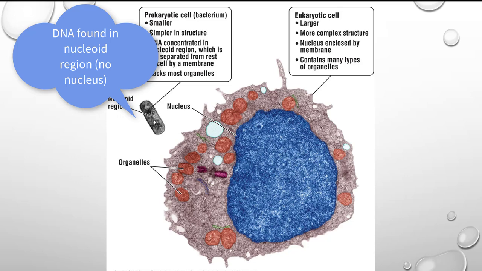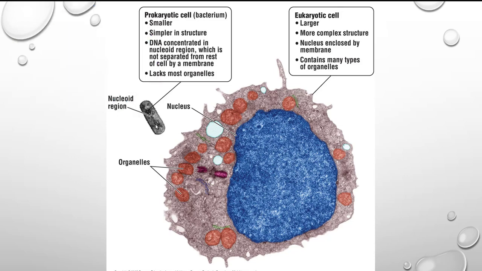So the DNA is just floating around in the nucleoid region. Okay, so that's not separated from the rest of the cytoplasm. So it's just hanging around in the nucleoid region of that prokaryotic cell.